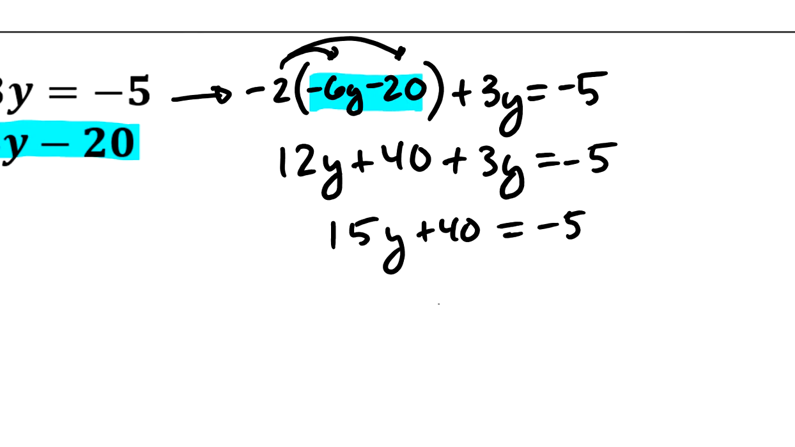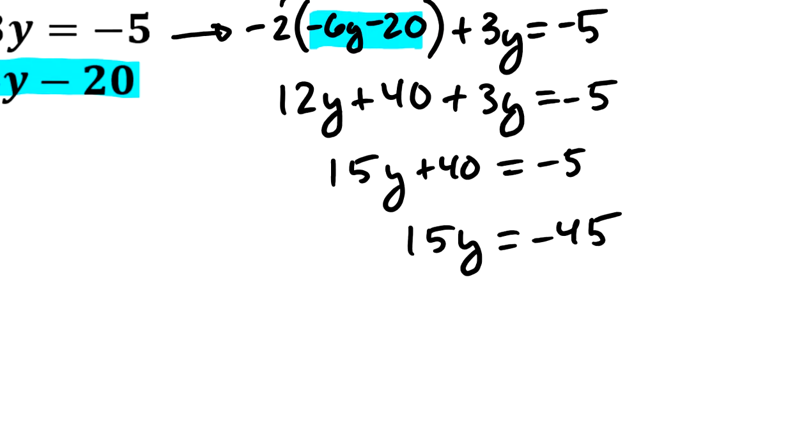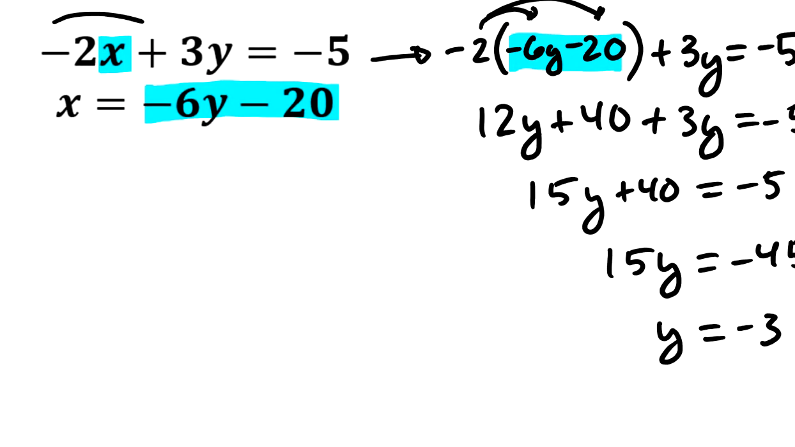And then I'm going to subtract 40 from each side. So that gives me that 15y is negative 45. And if I divide both sides by 15, I get that y has to be negative 3. So part of our answer is y is negative 3. And I'm going to go ahead and use the second equation here to figure out what x is.